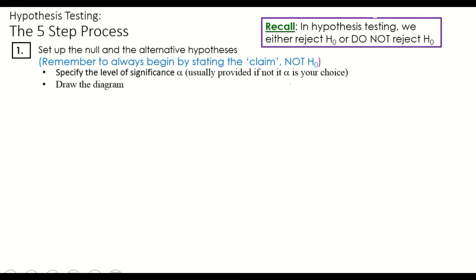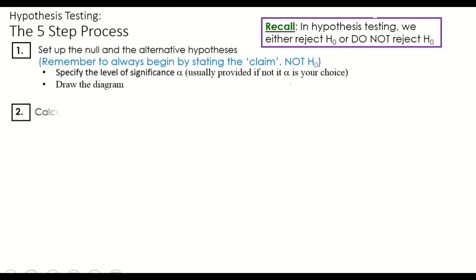Then specify the level of significance, and if it is not specified in the question, just work with the default level of significance 5%. Then draw the diagram to see that you are dealing with a left tail test, right tail test, or two-sided test.